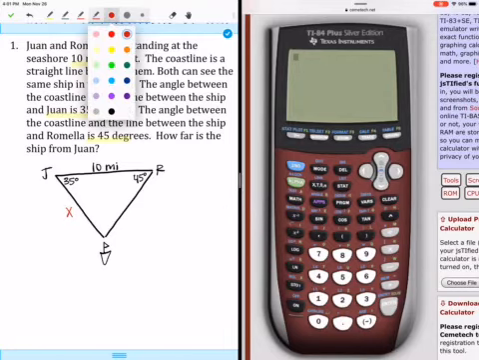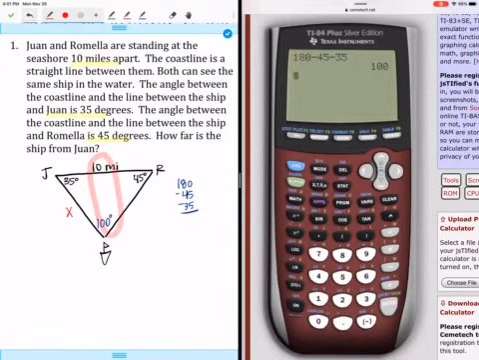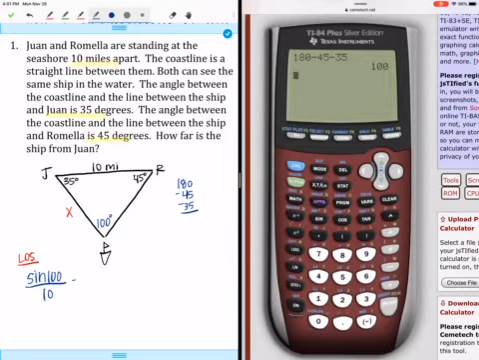Alright, so first off, we could find the missing angle at the bottom by doing 180 minus 45 minus 35, and we see that that angle should be 100 degrees. Alright, from there, if I notice that we have a pair, then that would be a law of sine setup. So I would do sine of 100 over 10 equals the sine of 45 over x.